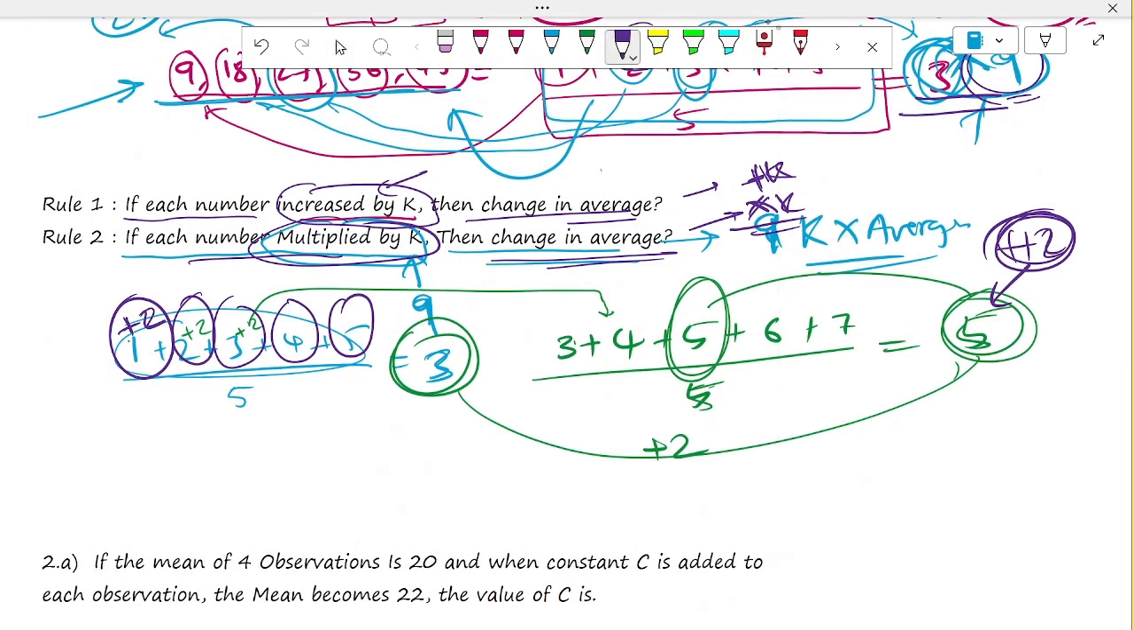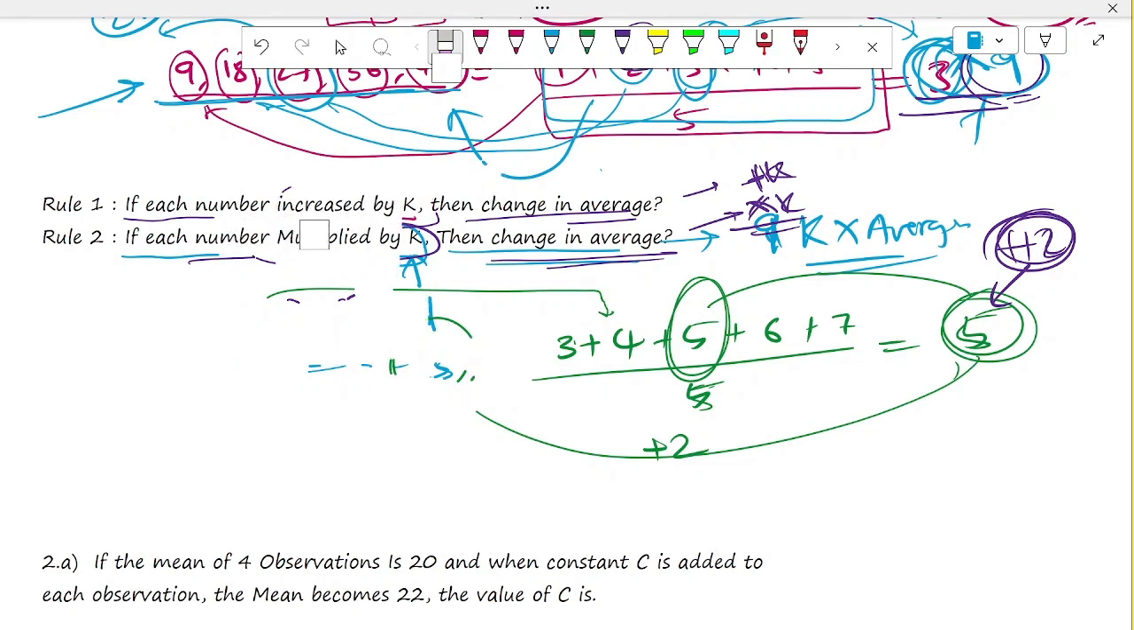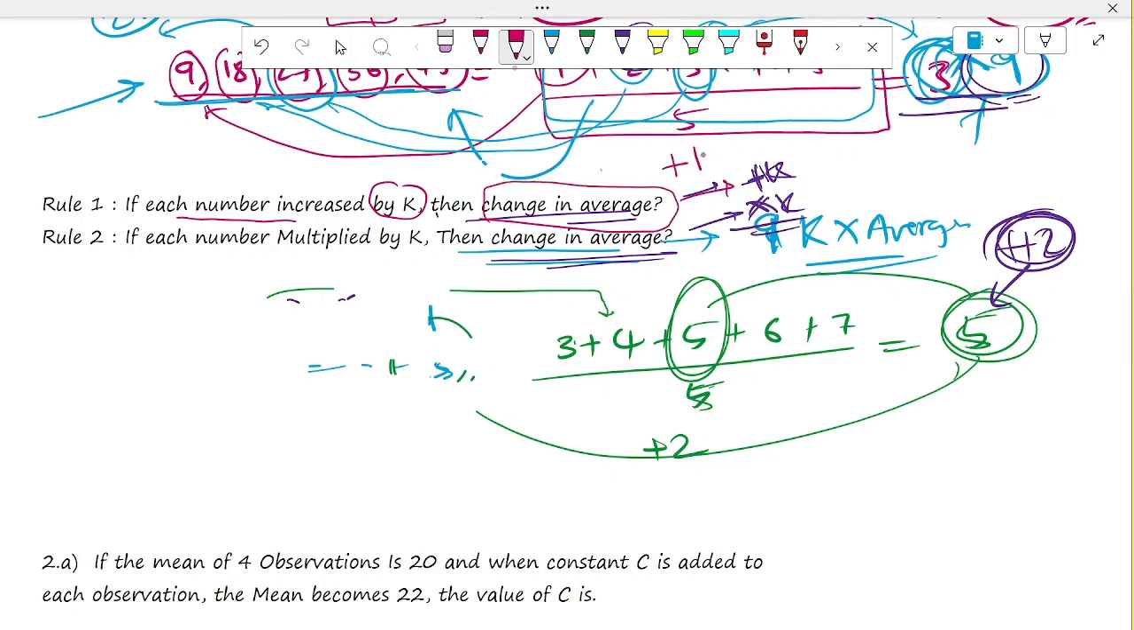Yesterday I had taught about a rule. Let's try to read and revise that rule, and then I'll explain the question. If you look at rule number one, what does it say? If each number is increased by k, then the change in the average will be plus k.